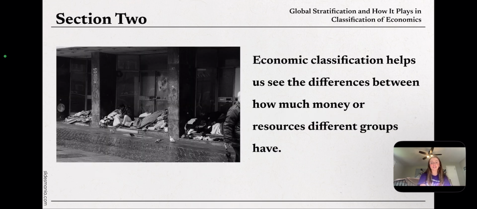Economic classification helps us to compare and contrast the difference between how much money or resources different groups have. So this means it plays into the economic inequality by showing who has more or less. For example, how the rich are getting richer while the poor stay the same or get poorer.